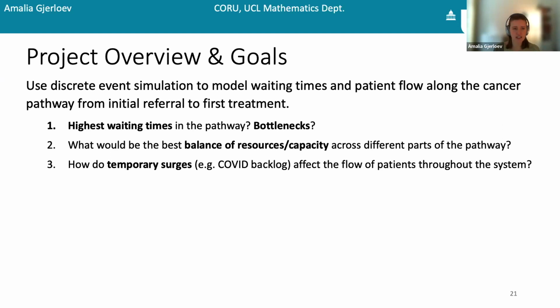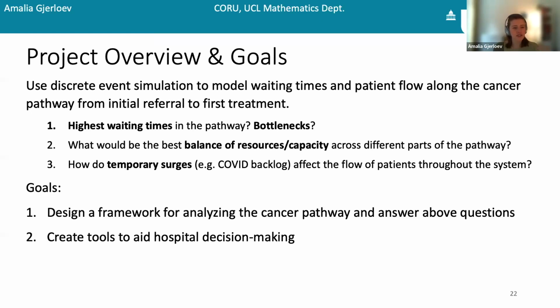And in modeling this are questions we can try and answer. Where are the highest waiting times in the pathway? Where are there bottlenecks? What would the best balance of resources or capacity be across different parts of the pathway? And how do temporary surges affect the flow of patients? So how did COVID affect the system? How do COVID waves, for example, affect the waiting times, resource utilization, the general flow of patients throughout the system?